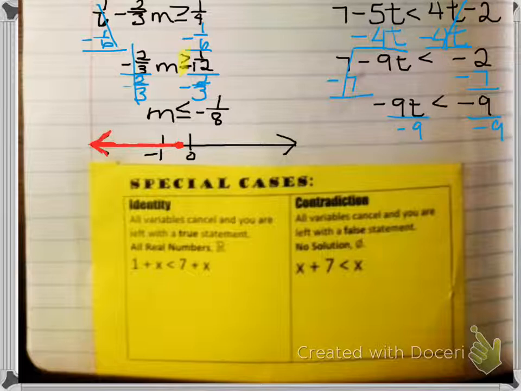Dividing by that, we're going to have the 9s cancel out on the left side, which leaves us with just a t. We did divide by a negative, so we're going to flip our inequality symbol to become a greater than sign. Then negative 9 divided by negative 9 is a positive 1. The t is already on the left side, so this one is ready to be graphed. I'm going to put an open circle at 1, and I'm shading to the right.